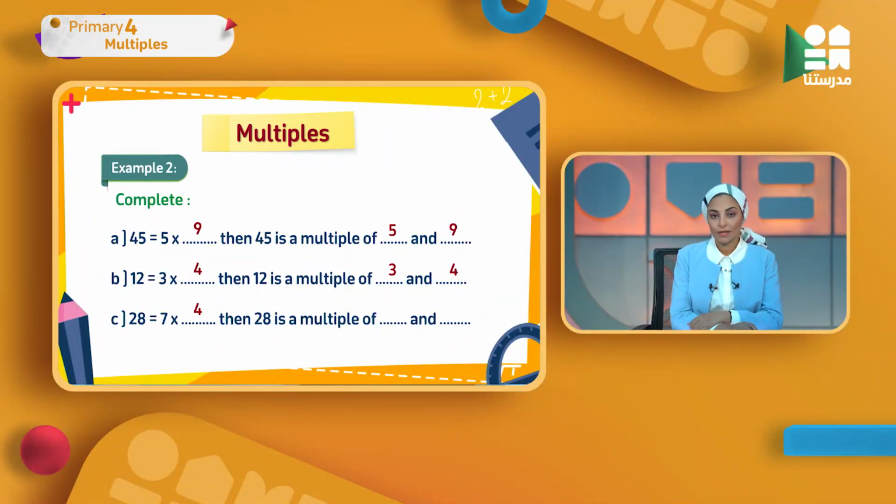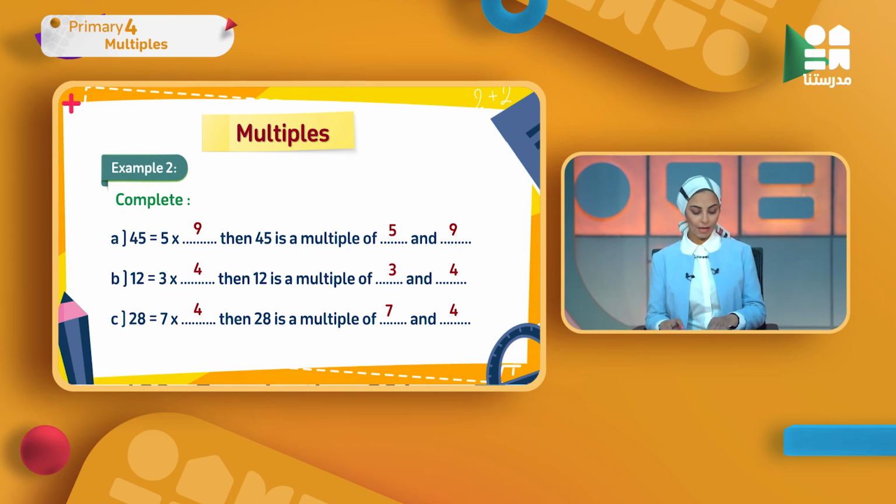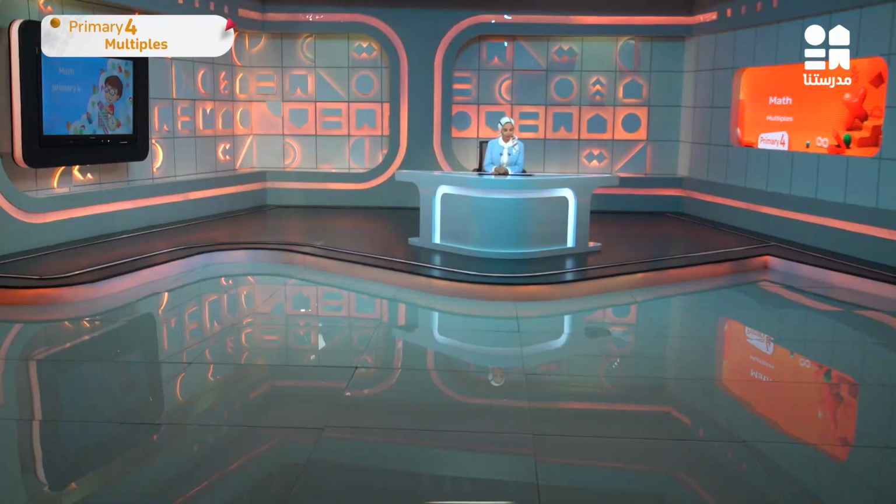Okay, letter C. 28 equals 7 times what? 28 equals 7 times 4. It means that 28 is a multiple of 7 and 28 is also a multiple of 4. Okay, here I want to tell you that as we say that 45 is a multiple of 5 and 9, I can also say that 45 is divisible by 5 and 9. Okay, now let's see this example on the smart board.